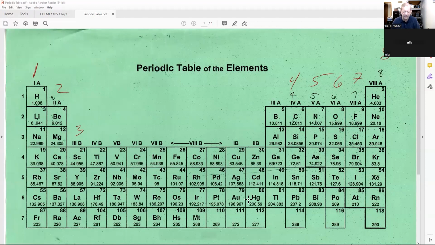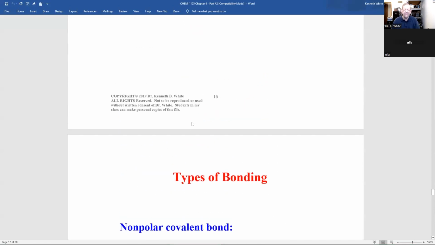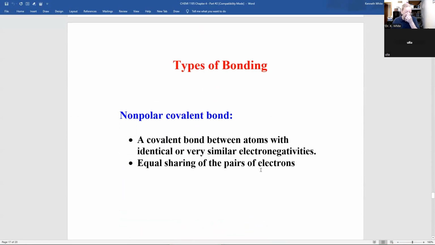So this affects the type of covalent bonding. The switch is still off, next couple of slides. When they have equal electronegativities, we call that a nonpolar covalent bond. That's a covalent bond between atoms with identical or very similar electronegativities. They're both the same strength. So they say, let's share equally because you're not stronger than me and I'm not stronger than you.